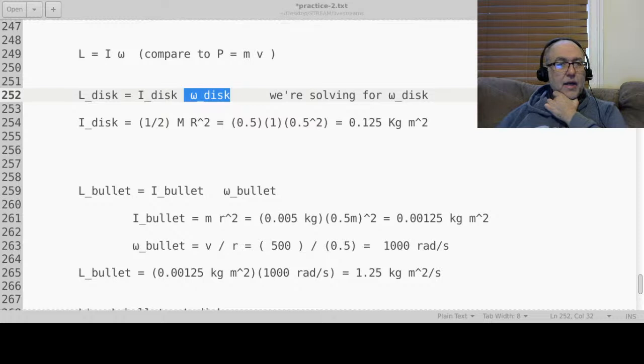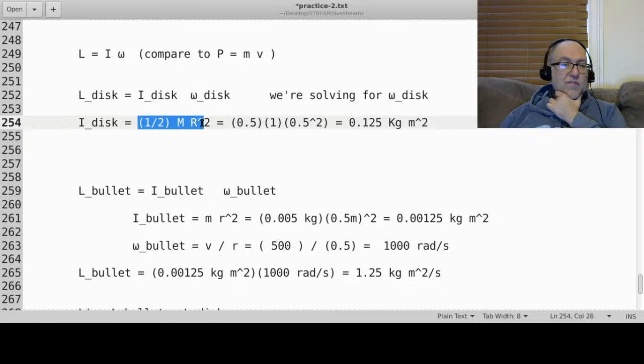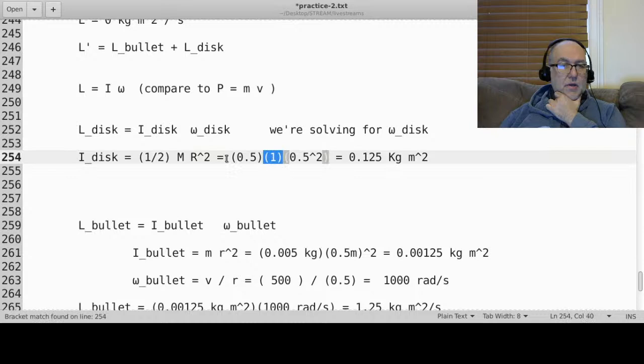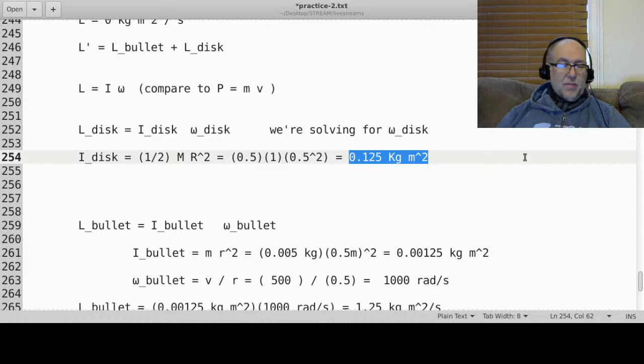Can we calculate the moment of inertia of the disk? Yes, it's a disk of uniform mass, so it's 1/2 m r squared. The mass was 1 kilogram, so we put in a 1 here for the mass, and the radius of this thing is 0.5 meters, or 50 centimeters, and that turns out to be 0.125 kilogram meter squared. That's the moment of inertia of the disk.